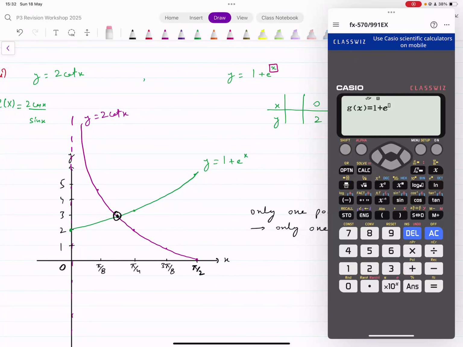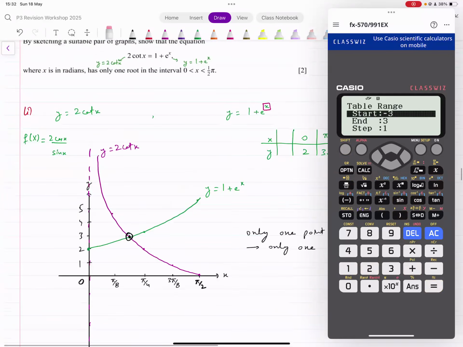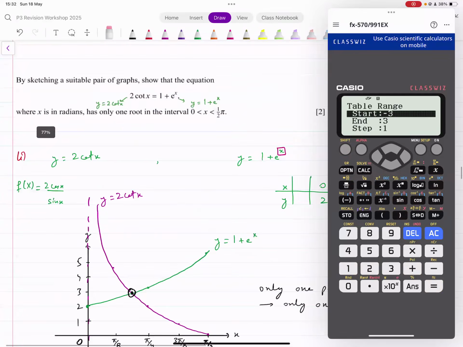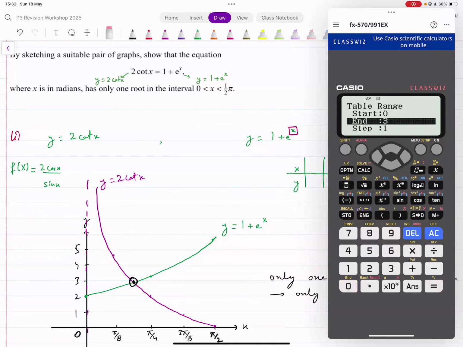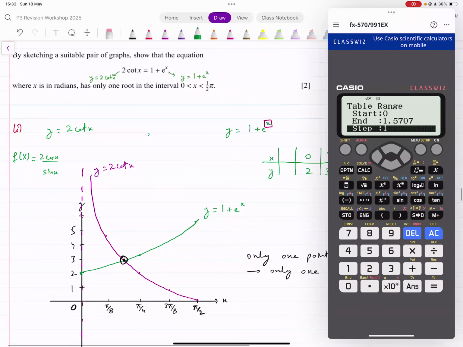That's the second function. And that gives you this next step, actually. Where do you start from? 0. End at pi over 2. Now, the step should be such that you have a sufficient number of values within this interval. So generally, if you have a trigonometric graph involved, I recommend that you at least divide the interval by 4. So pi over 2, divide that by 4, and that gives you pi over 8.